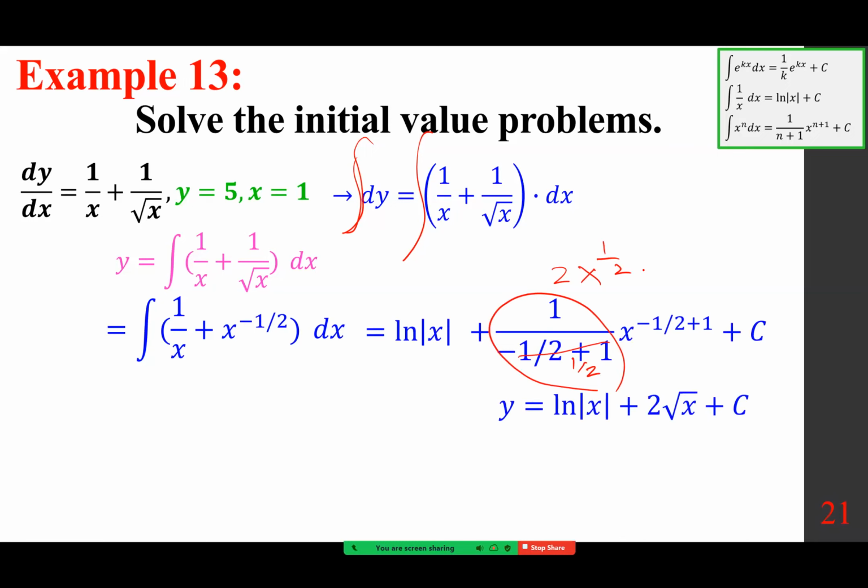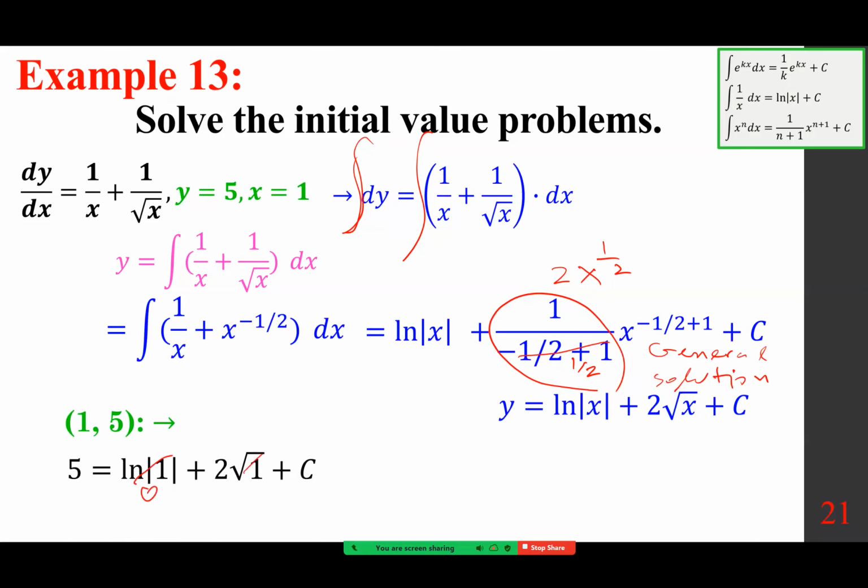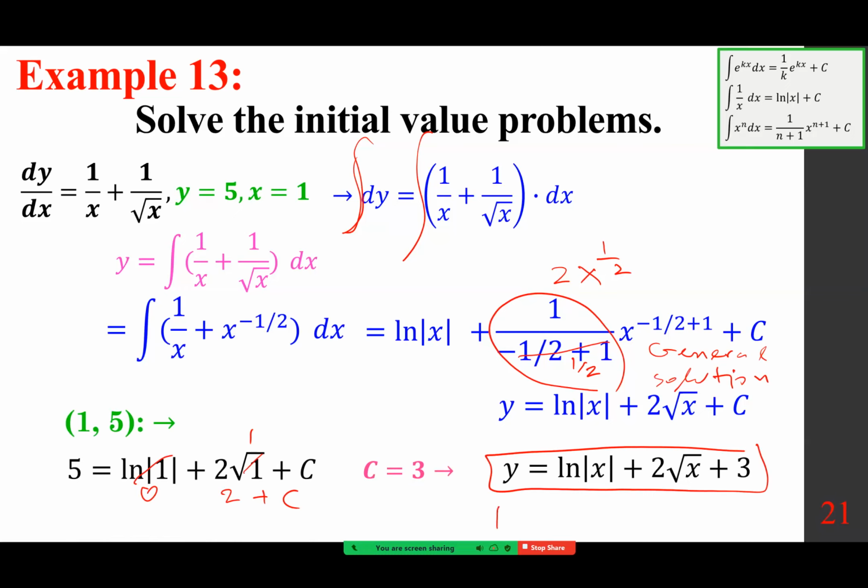You see, so what you have is a general solution. Let's plug in the pair 1, 5, meaning replace the x with 1, y with 5. As you know, this is 0, this is 1. So 2 plus what number is 5? Number 3, replace it, and this is a particular solution.